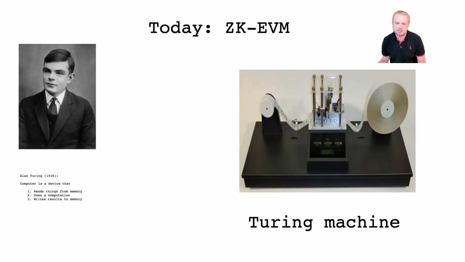In 1936, Alan Turing, one of the founders of computer science, came up with a definition of an abstract computer. A computer is a device that does four things. First, it reads some items from memory. Second, it does a computation on these items. Third, it writes results to memory. And fourth, goes to step 1 in a loop.